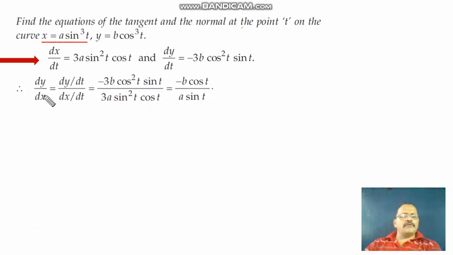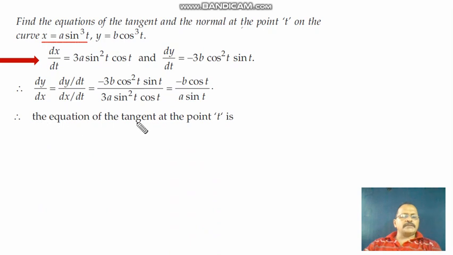And therefore dy by dx is dy by dt upon dx by dt. Writing these two values and cancelling the common factors, we get dy by dx is equal to minus b cos t upon a sin t.